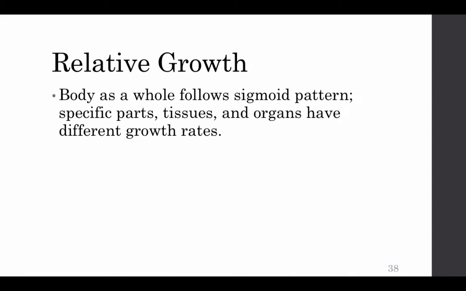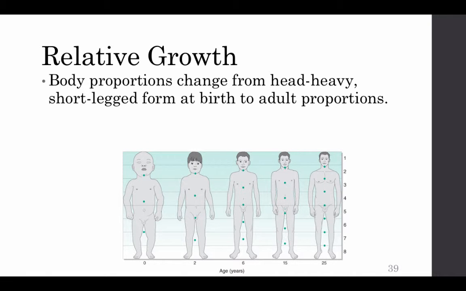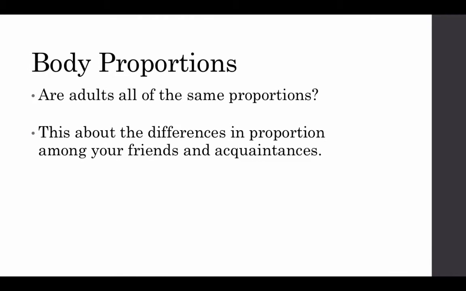As the whole body follows a sigmoid pattern, specific parts of the body, the tissues and organs, have different growth rates contributing to the physical changes that take place. As we mature, our body proportions change as we go from being head-heavy with short limbs at birth to developing adult-like proportions later on. This being said, not all adults have similar proportions, as different parts of their body have been growing at different rates, creating their individual body types.